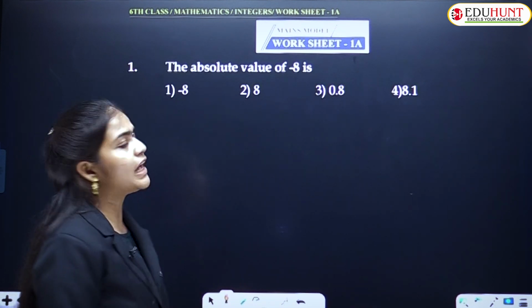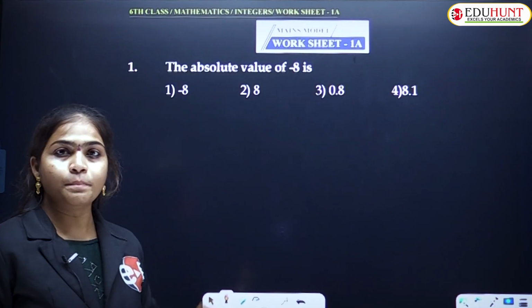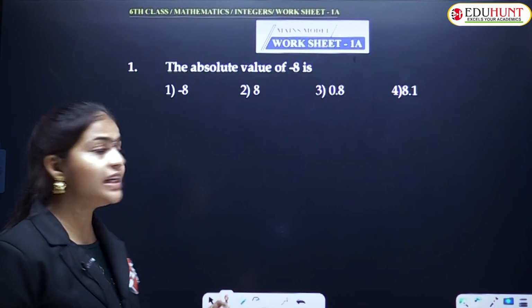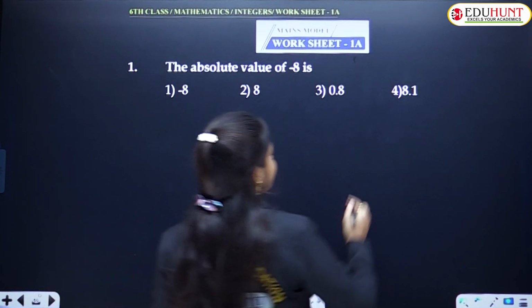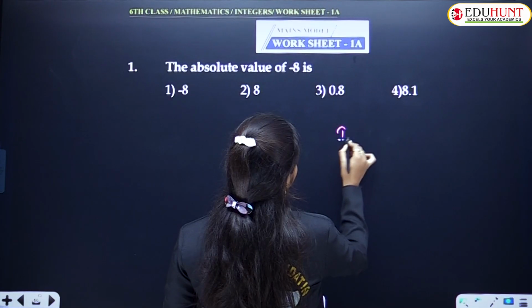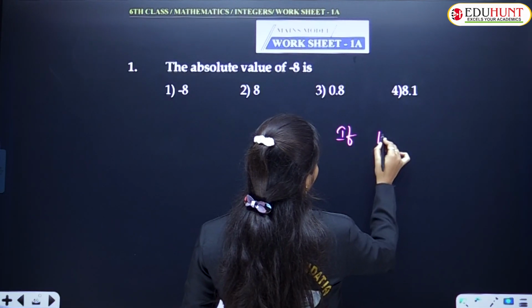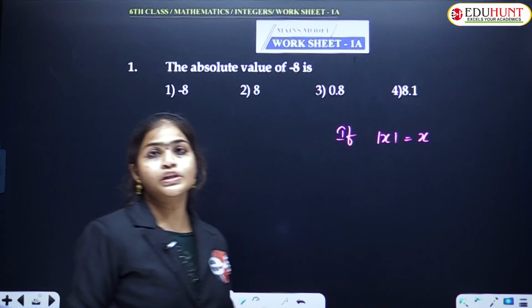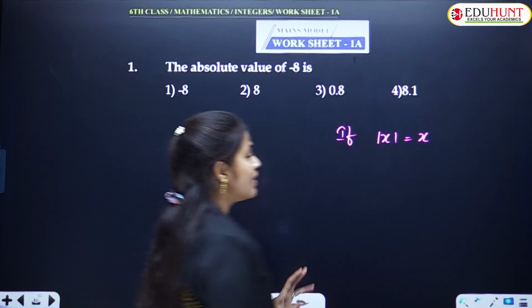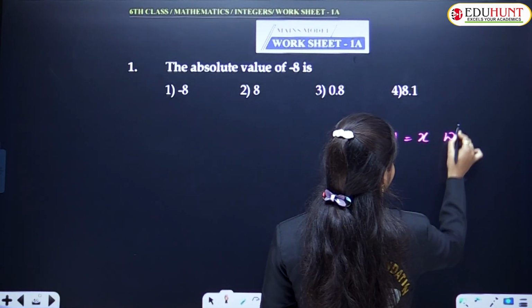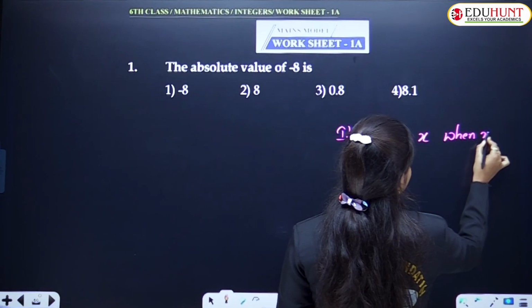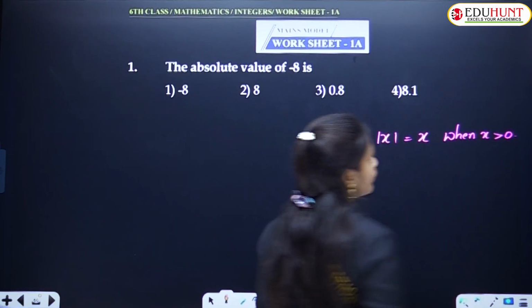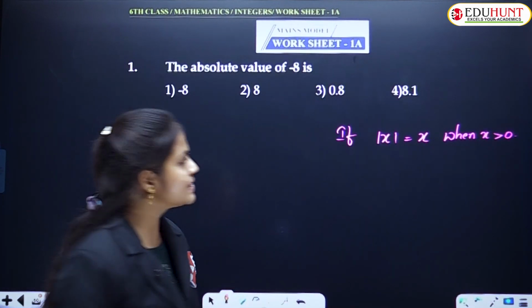The absolute value of minus 8 is... before going to explain this question, here I will give you three conditions. Say that modulus of x is equal to x, when is it possible? When x is greater than 0.